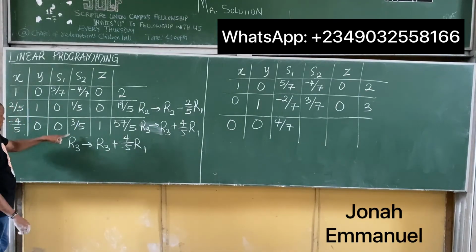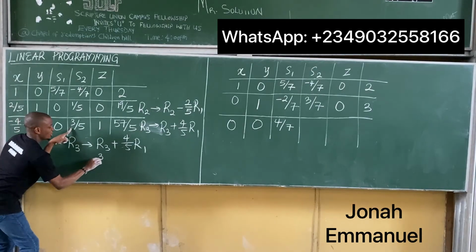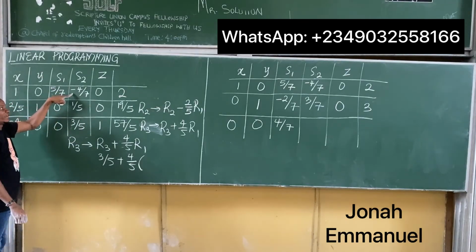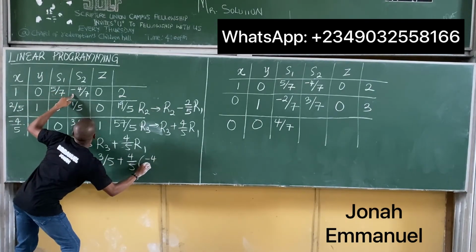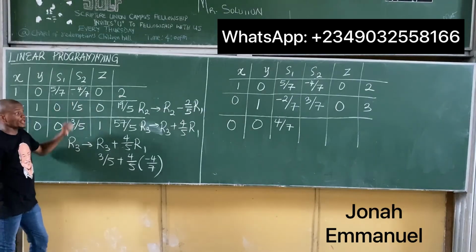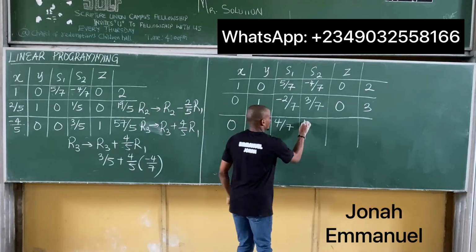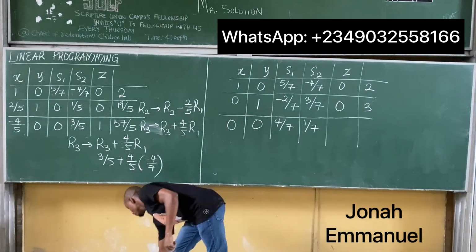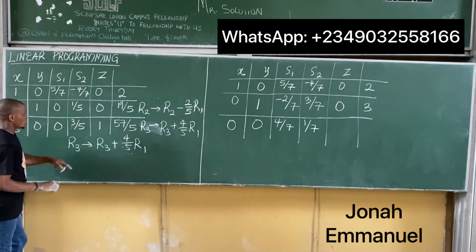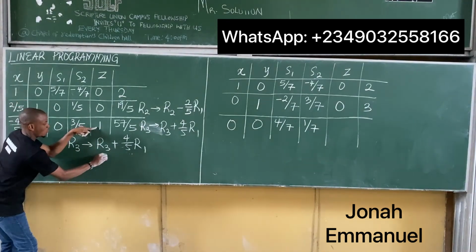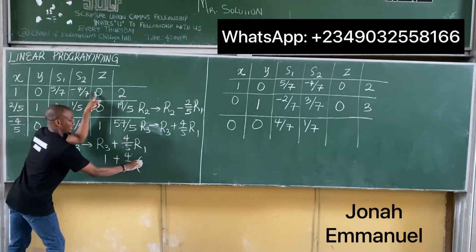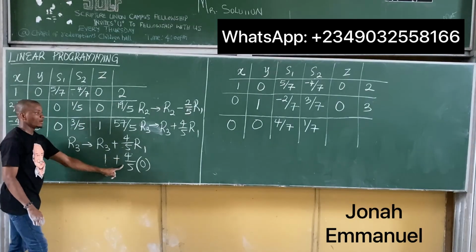Where are we? This one here? 3 over 5 plus 4 over 5 times its row 1 equivalent minus 4 over 7. So please punch this one out. 1 over 7. Okay. So this one here becomes what there? 1 plus 4 over 5 row 1 equivalent gives you what there? So what do I have here? 1.